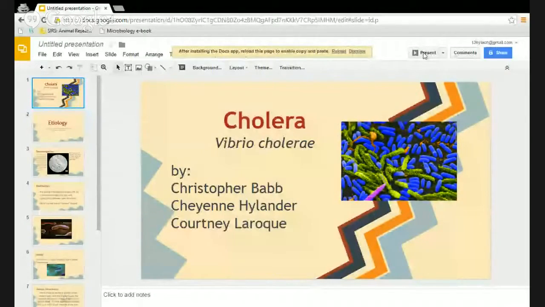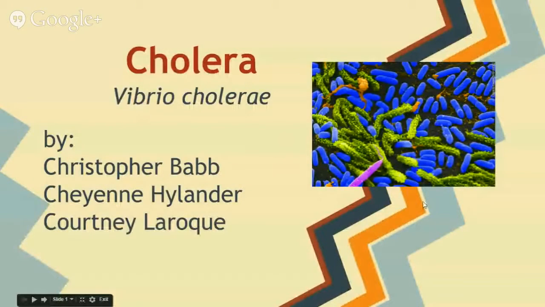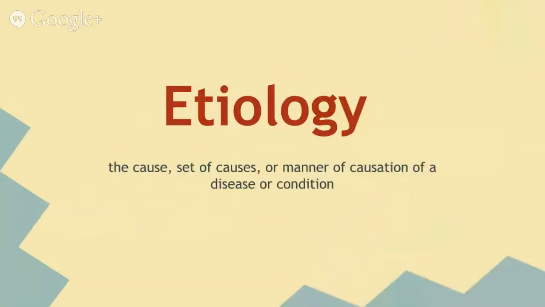So cholera's scientific name is Vibrio cholerae. Today I'm going to be talking about the etiology as well as the reservoir for cholera, and Courtney will then start after me with signs and symptoms. Etiology just kind of describes the disease itself. The actual definition is the cause, set of causes, or manner of causation of a disease or condition.